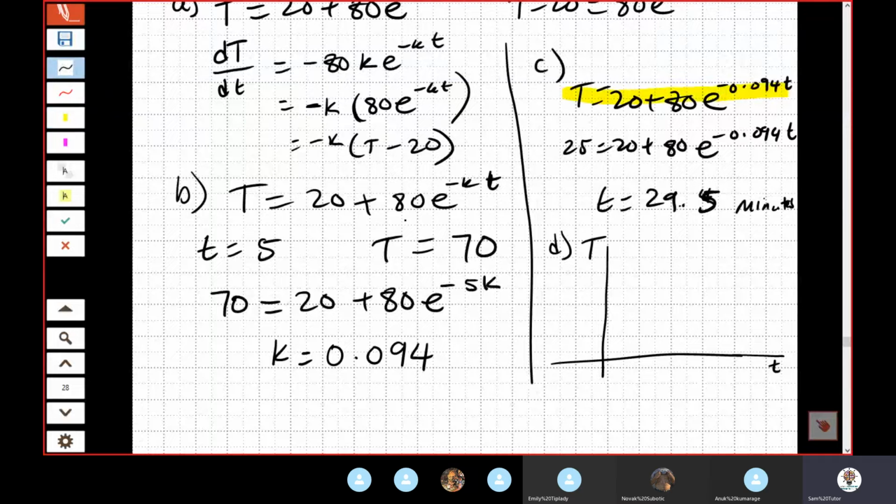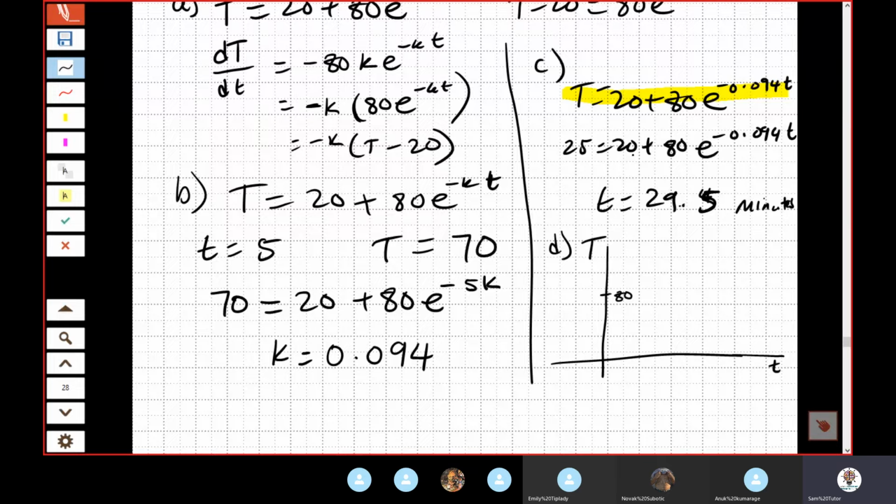Look at it carefully. e to the negative. How would you draw that one? You'd flip it about the y-axis. So it looks like this, cutting through 1. When you multiply it by 80, it's going to cut at 80, but it still hasn't shifted anywhere. So just looking like this.